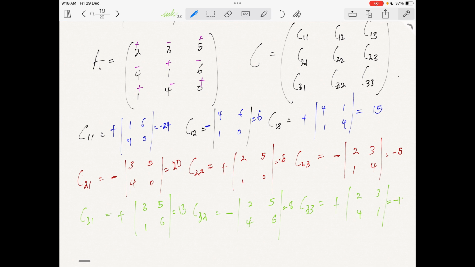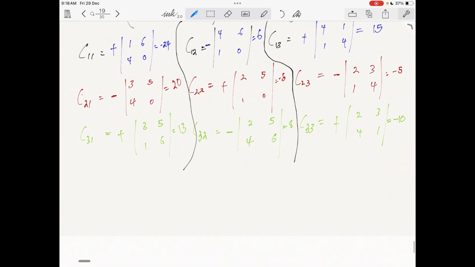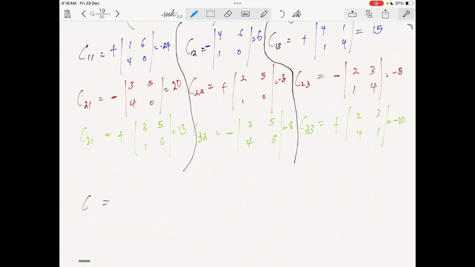Having done that, we will now substitute our values into the matrix of cofactors. So C11 is minus 24, C12 is 6, C13 is 15, C21 is 20, C22 is minus 5, C23 is minus 5, C31 is 13, C32 is 8, C33 is minus 10.